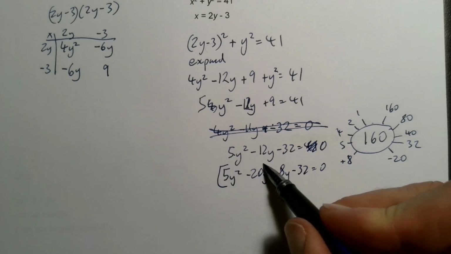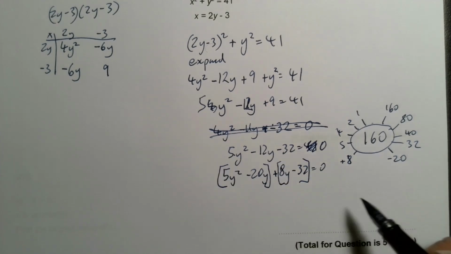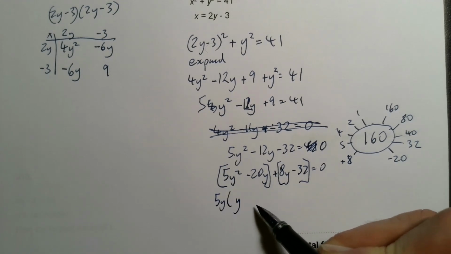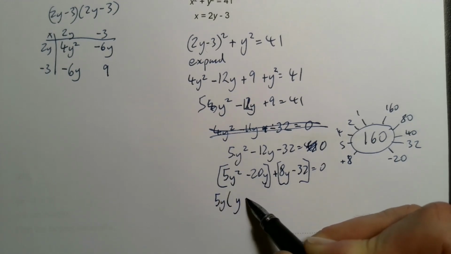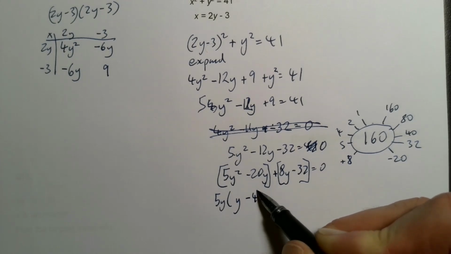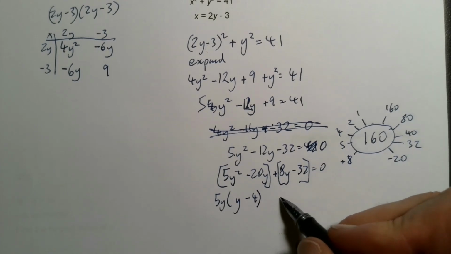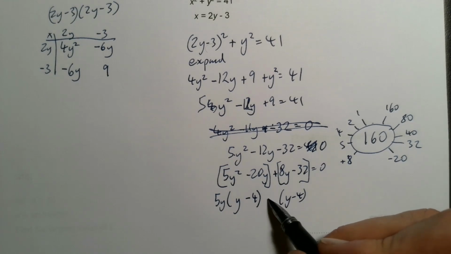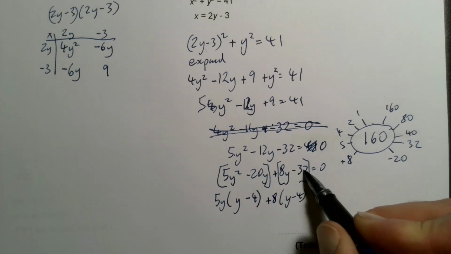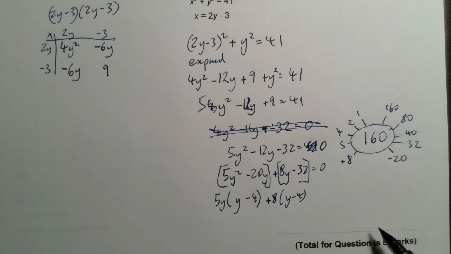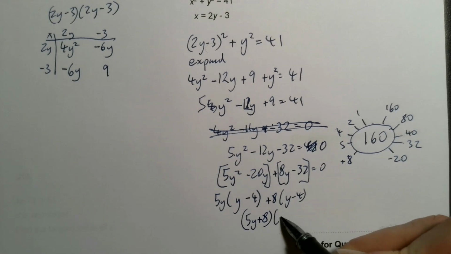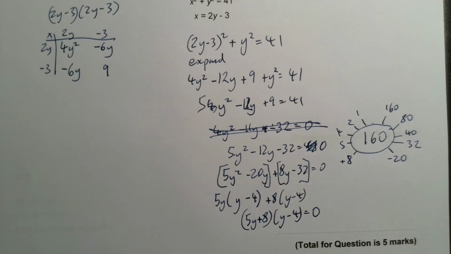Then we separately factorize these two parts here. 5y on the outside gives us y squared. 5 times 4 is 20, so 5 times negative 4 will give us negative 20y. That means one of my brackets is y take 4. What do I need to times y by to get 8y, and 8 times 4 is 32, so that all works too. So that means we are looking at 5y plus 8, y take 4 equals 0.